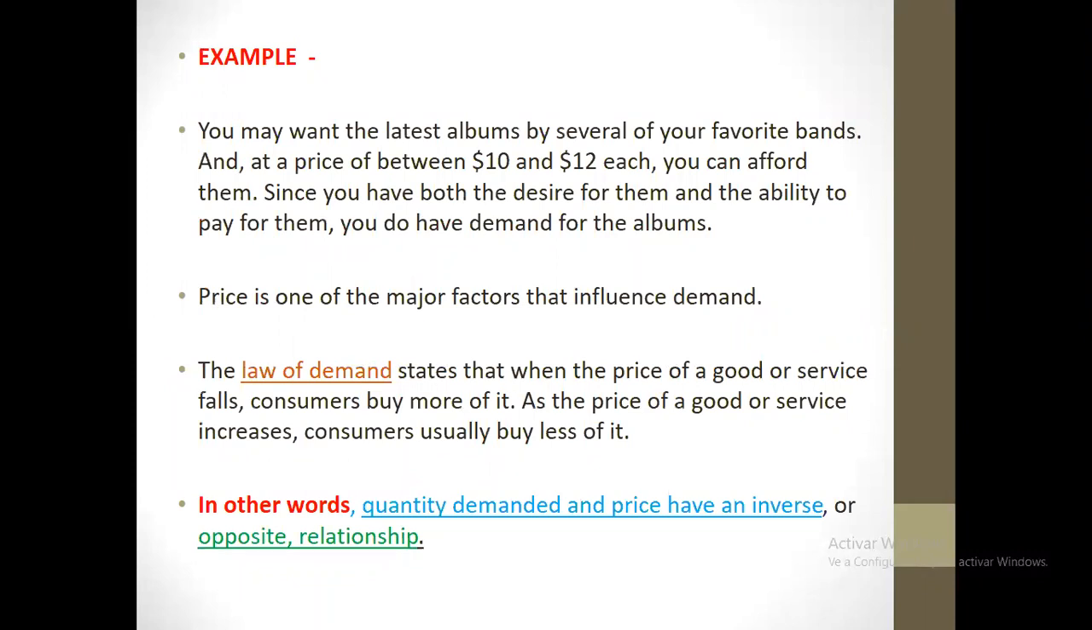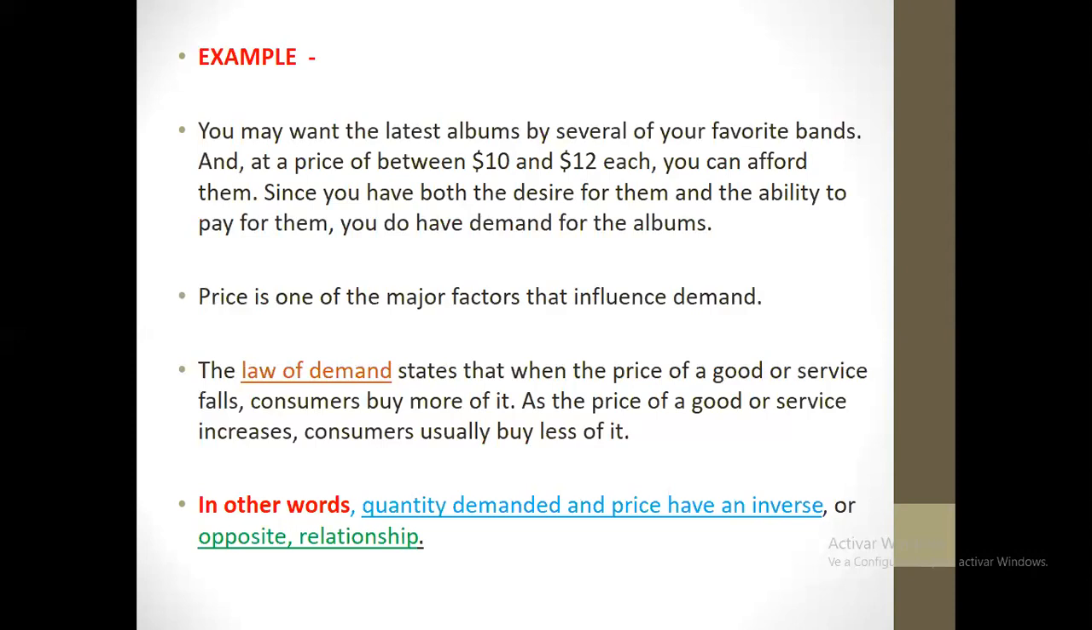Now, there's an example over here. You may want the latest album by several of your favorite bands, as an example, at a price of between 12 and 20 bucks each. You can afford them. Since you have both the desire for them and the ability to pay for them, you do have demand for those albums. And that is a demand. Price is one of the major factors that influence demand.